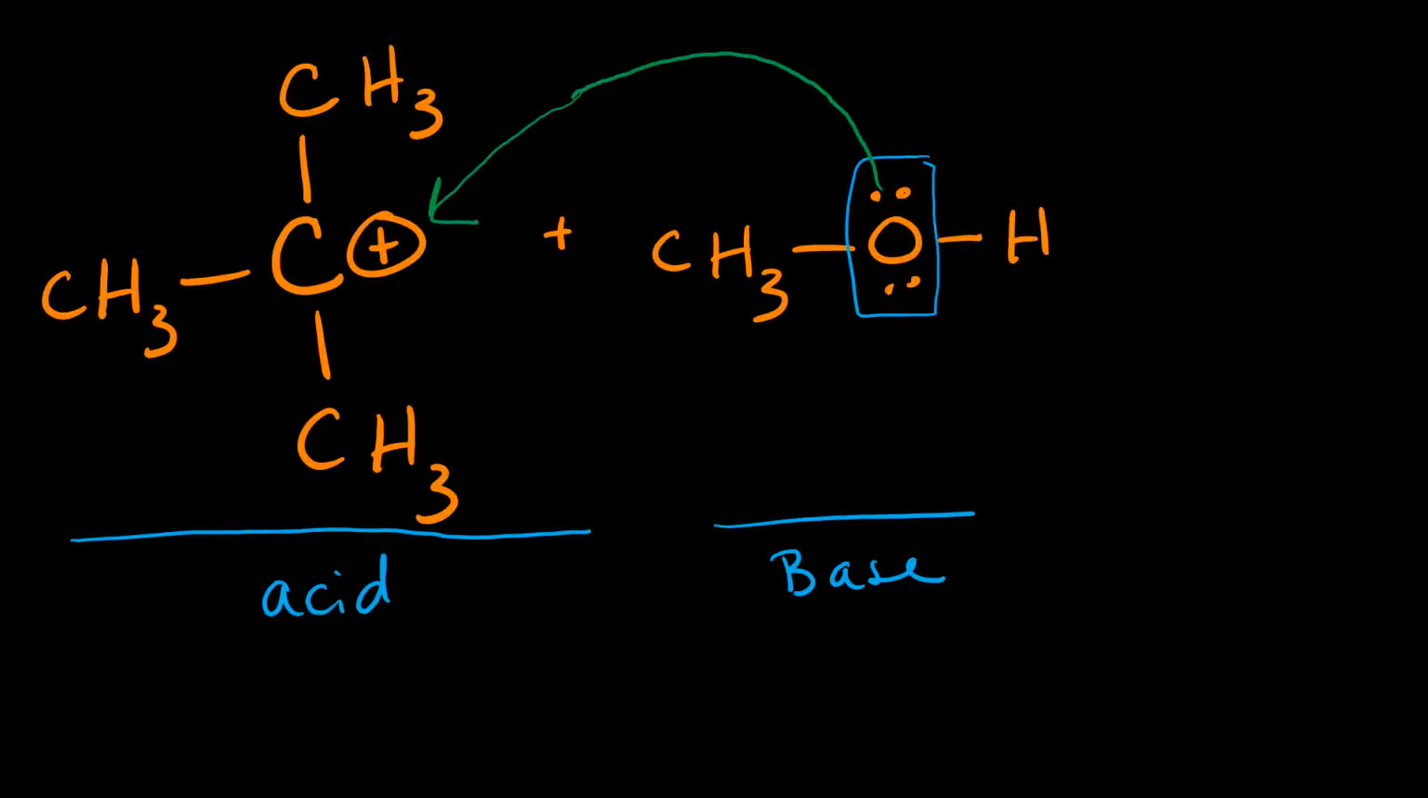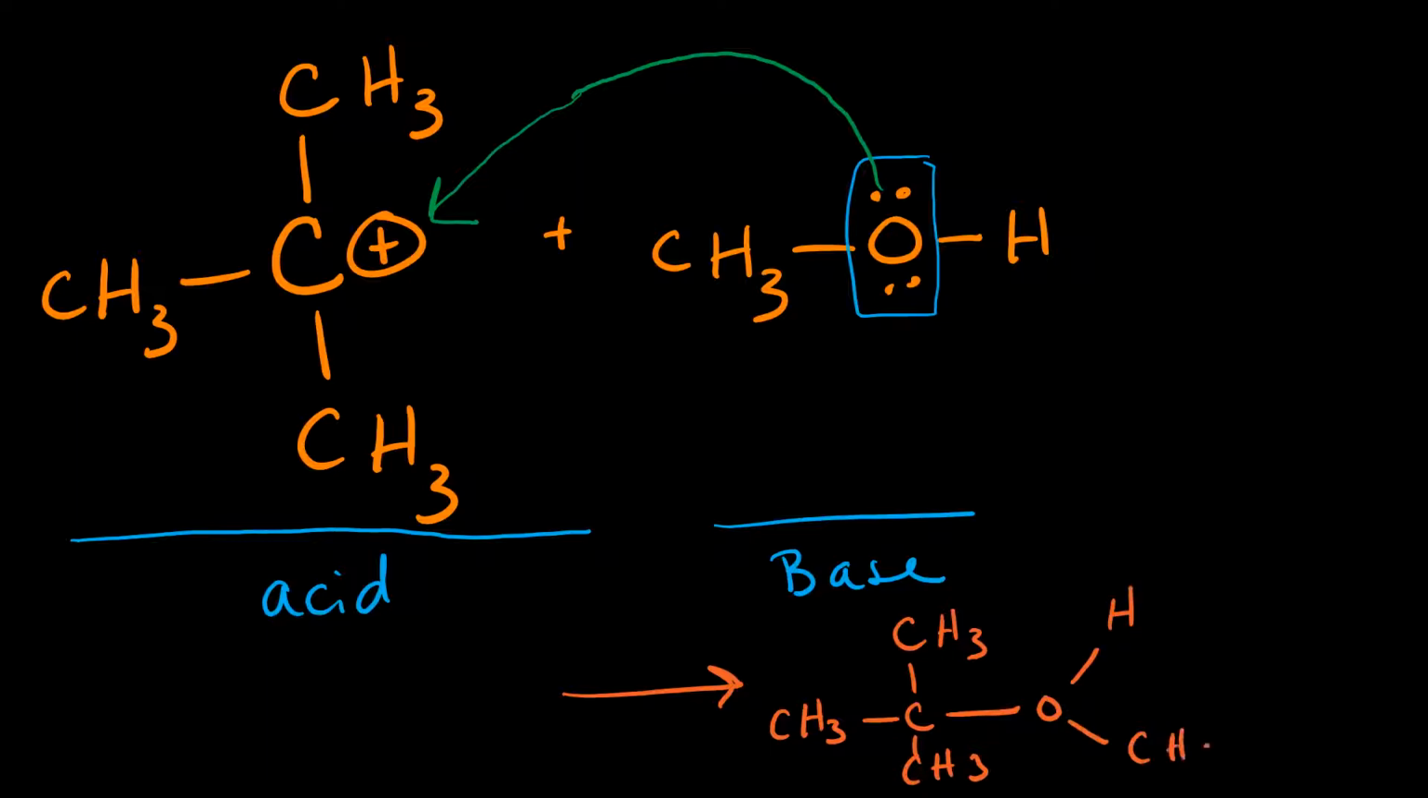electrons. And so if we were to write out the products of this reaction, we would have CH3, C, CH3, CH3, new bond to oxygen, which still is holding on to its groups. It has one lone pair of electrons now, and it now has a positive charge. So this would be the product of the acid-base reaction shown above.